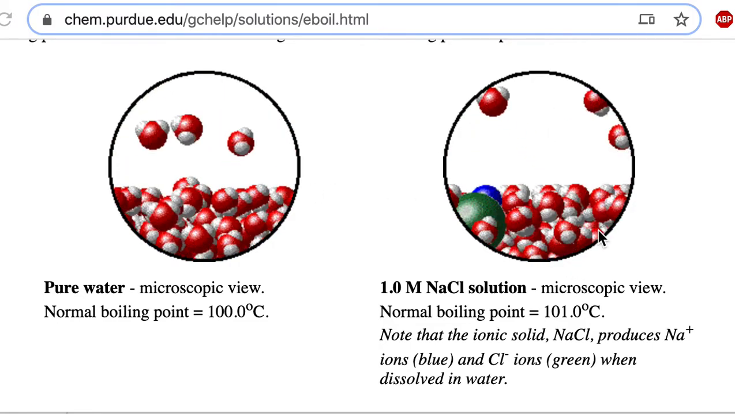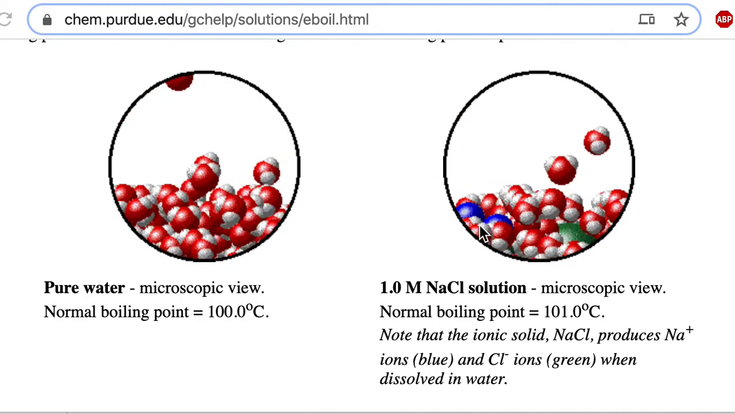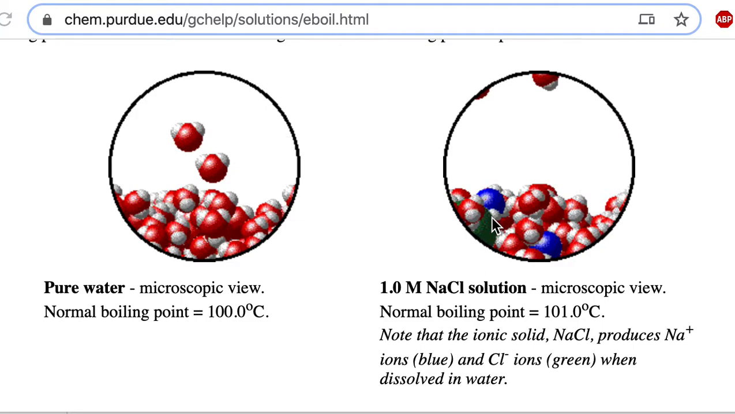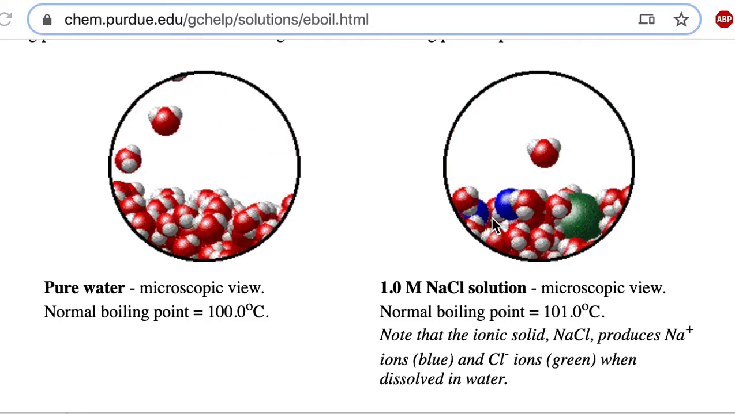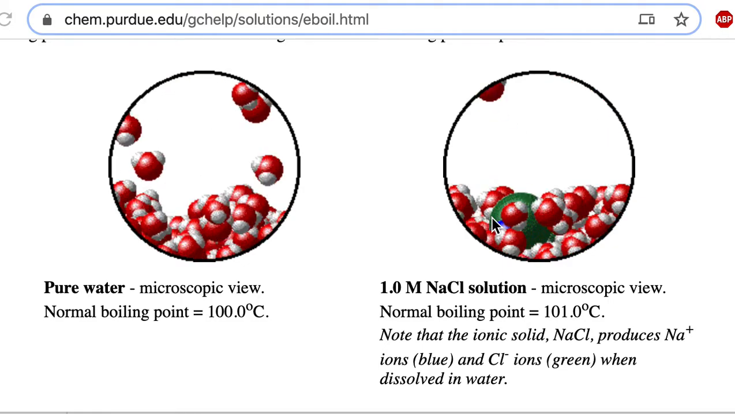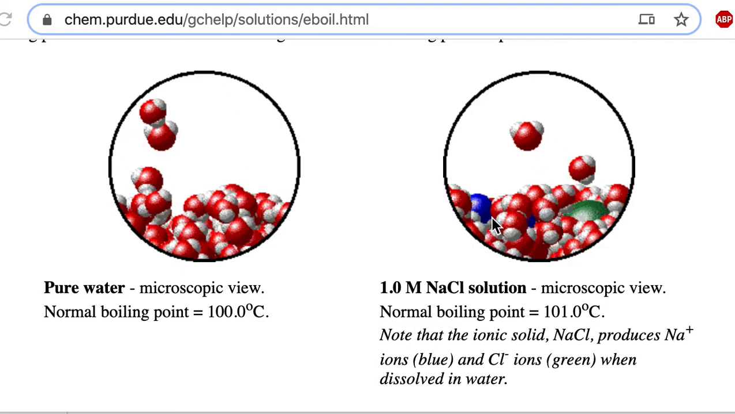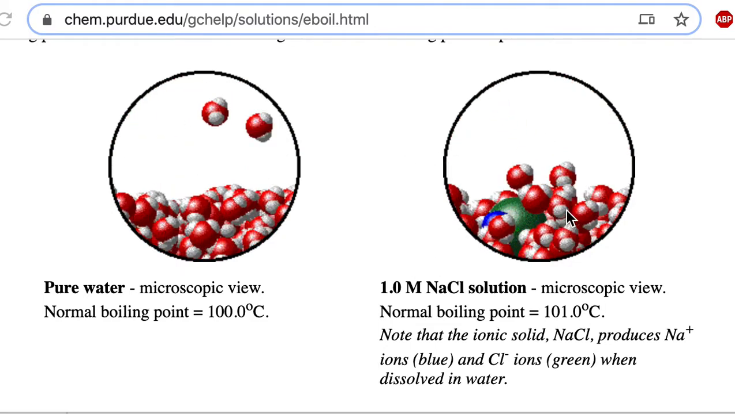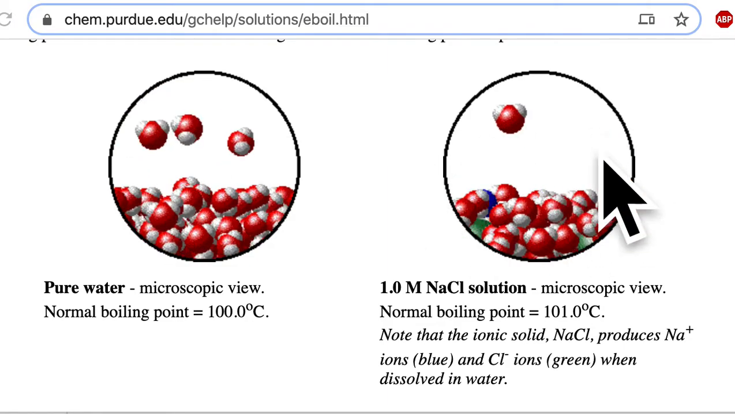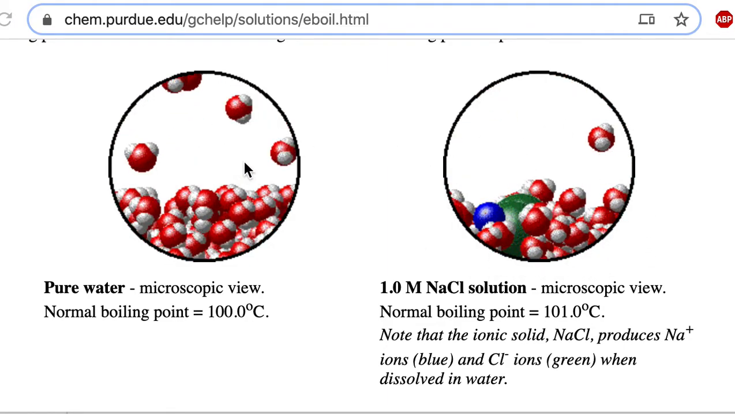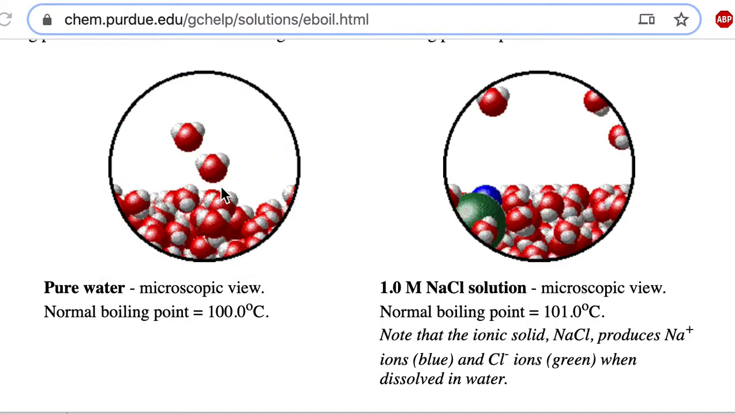The big green spheres are chlorides. The little blue spheres are sodium ions. And they're basically introducing another force. They're somehow retaining the water molecules, giving another intermolecular force that's strongly holding the water molecules back. So in general, you can see there are fewer water molecules escaping over here on the right relative to the water molecules that are escaping from the pure solvent on the left.